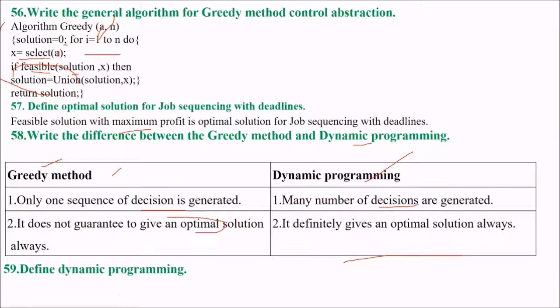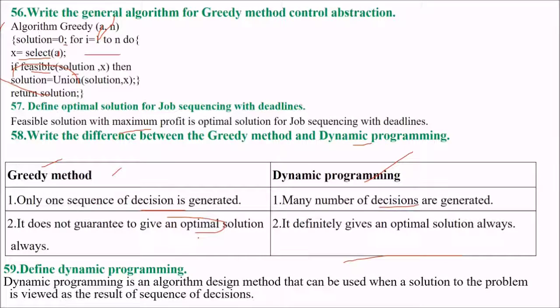Define dynamic programming. Dynamic programming is an algorithm design method that can be used when a solution to the problem is viewed as the result of a sequence of decisions.